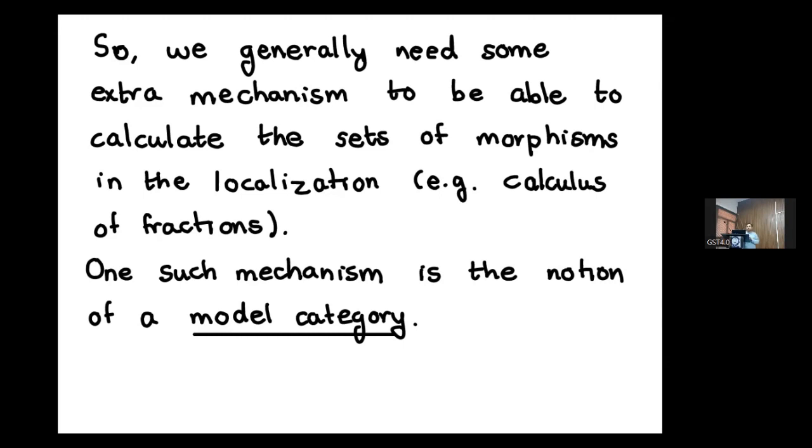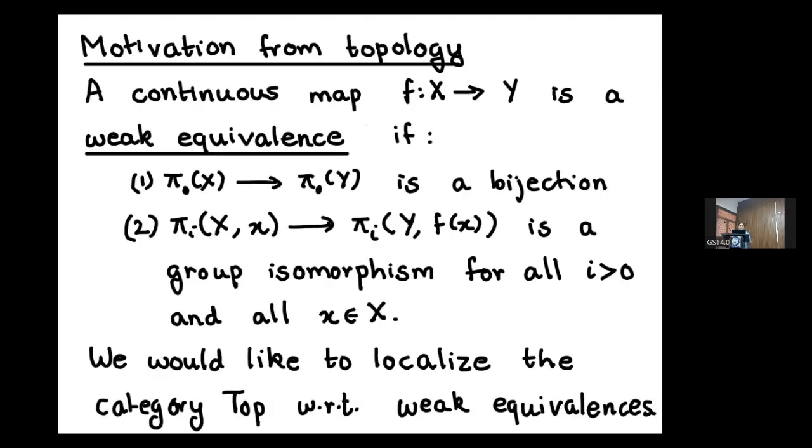But another mechanism for this is the notion of a model category. As I said, I will not explicitly define a model category because I think that kind of defeats the purpose of having a talk like this, because you can read the definition anywhere. But I just want to motivate it a little bit. So I will just talk a little bit about what we do in topology.